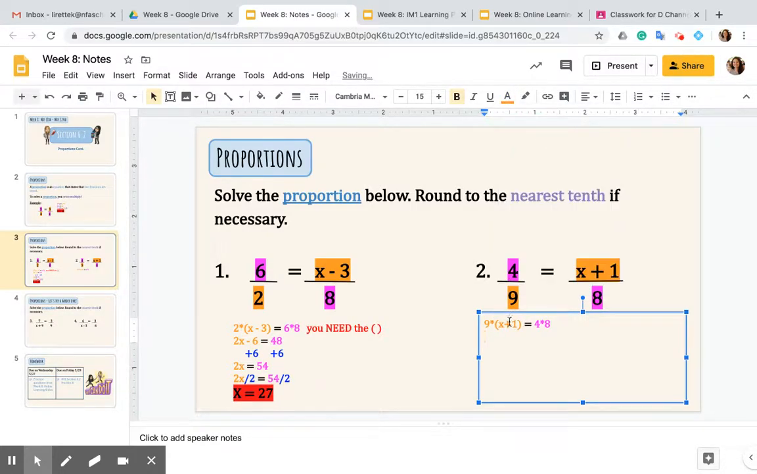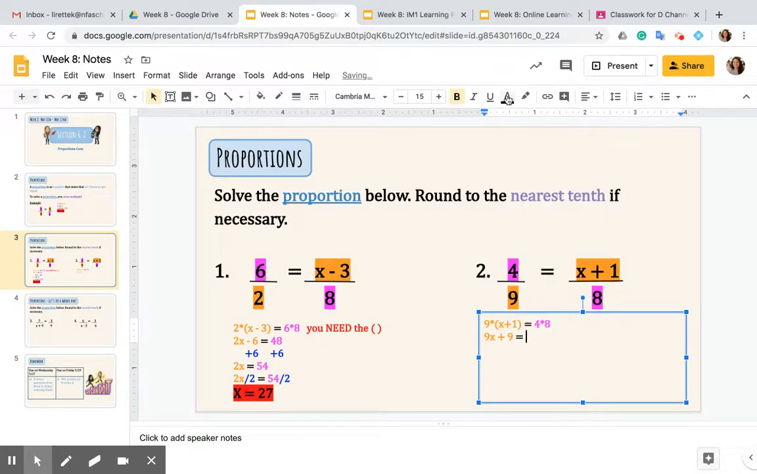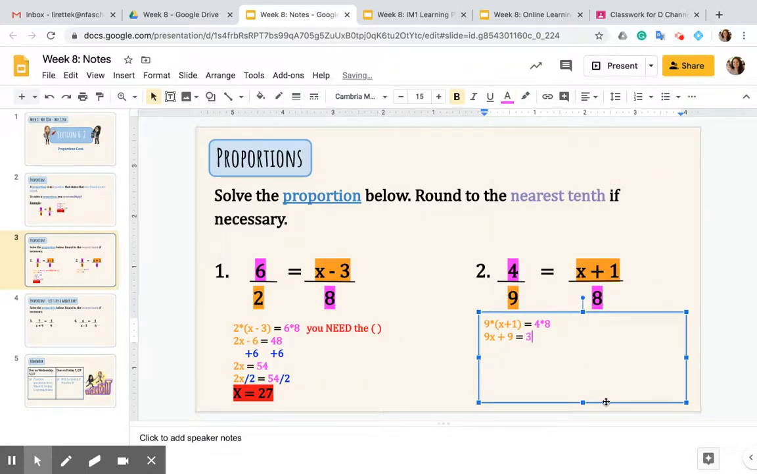In the part that contains the parentheses, again, we're just going to use the distributive property. 9 times x is just 9x. And 9 times 1 is going to give us our second product, which is just 9. I'm going to bring down my equal sign. And on the right side, I'm going to simplify. 4 times 8 gives me 32. And again, it creates a two-step equation.